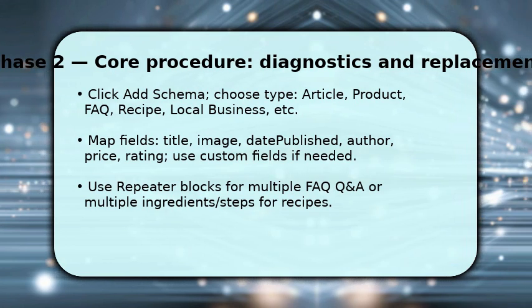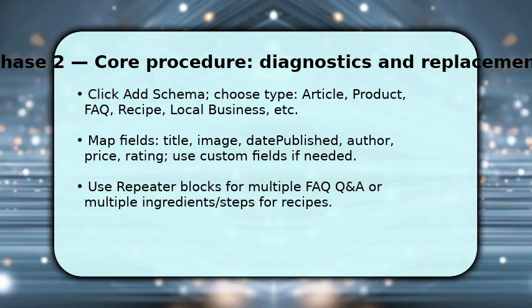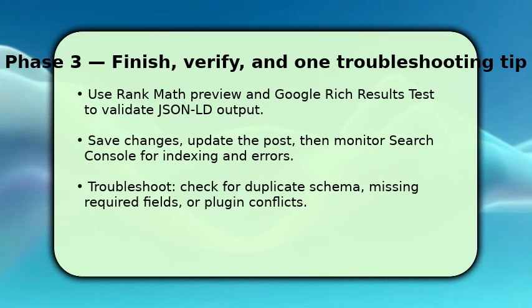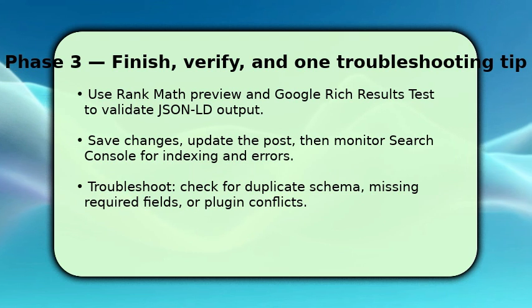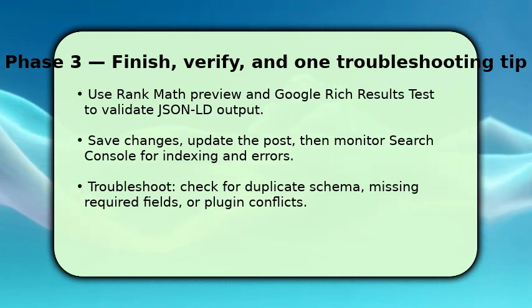Finally, you finish by validating the JSON LD and publishing confidently. First, use Rankmath's preview to inspect output, and then run Google's rich results test to catch required field issues. Once validated, save and update the post, and make sure to request indexing so search sees the changes faster.